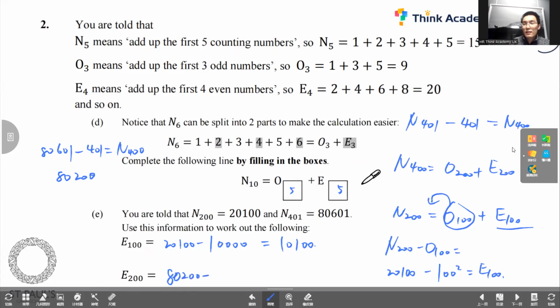And then minus O200. The value of O200 should be 200 squared. So it is 80200 minus 200 squared, which is 4 followed by 4 zeros. So the answer should be 40200. Okay, that's E200. I hope I didn't make any calculation mistake. Yeah, that's right.